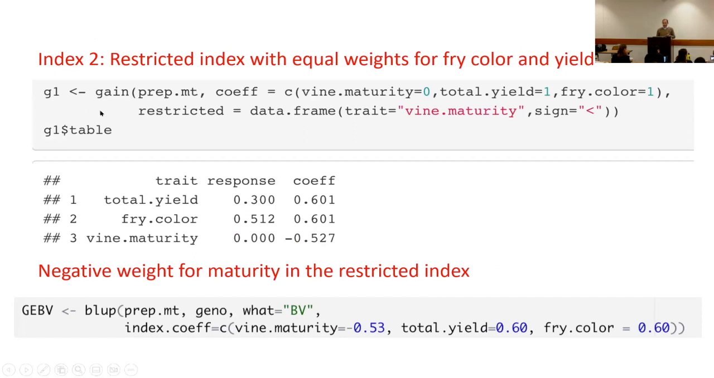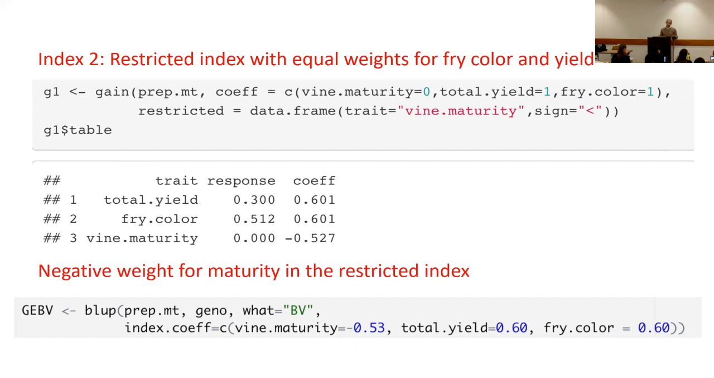Here's the call to this gain command with this additional argument called restricted, where you give it a data frame of the traits and what restrictions you want to place on them. Traditional plant breeding methods typically always use equality constraints. You would apply an equality constraint, and it becomes a Lagrange multiplier in the solution of the equations. With my background in convex optimization, I realized you could actually go beyond equality constraints. You can use inequality constraints, which can have some advantages.